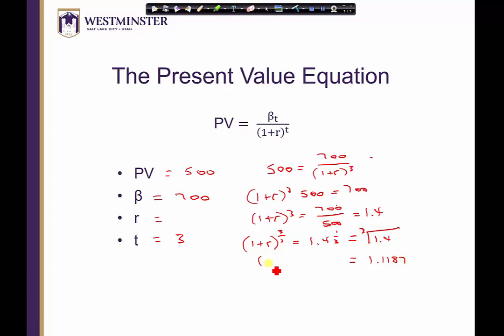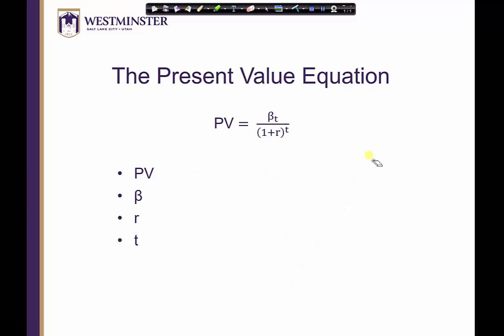So I've got 1 plus r now being equal to 1.1187. I'll subtract 1 from each side, leaving me with r is equal to 0.1187. So there are a number of things we can do here. We can go ahead and even solve for the time exponent. To do that, we're going to think about taking a natural log.